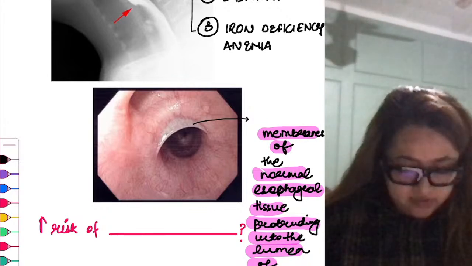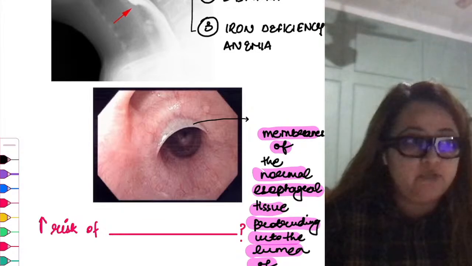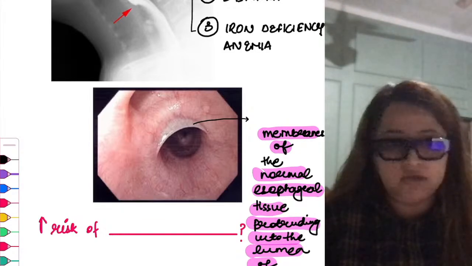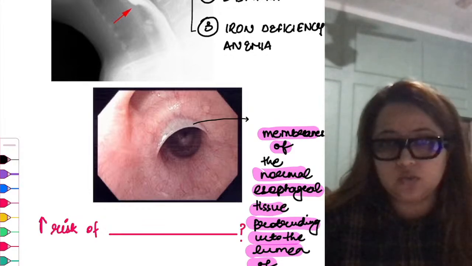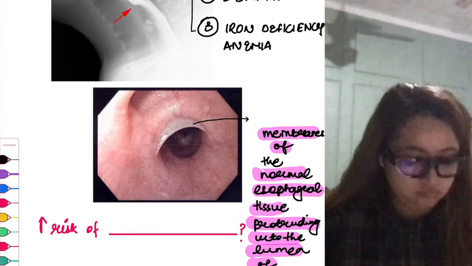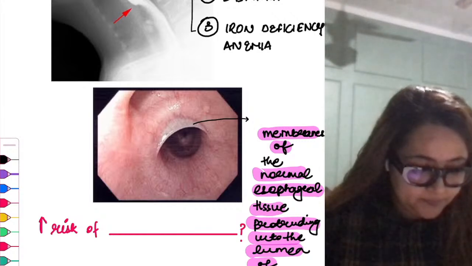Now what is the problem here? Why should we take Plummer-Vinson syndrome very seriously? Can anyone tell me what is the complication that could occur due to Plummer-Vinson syndrome? Anyone?